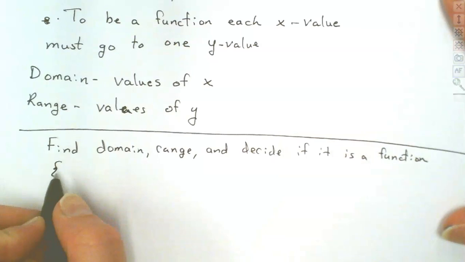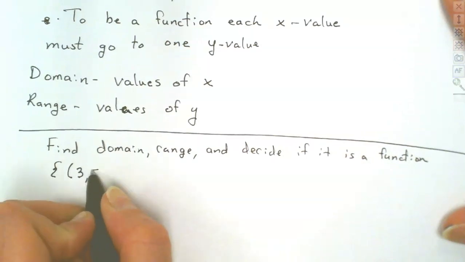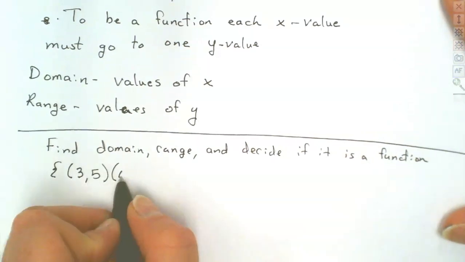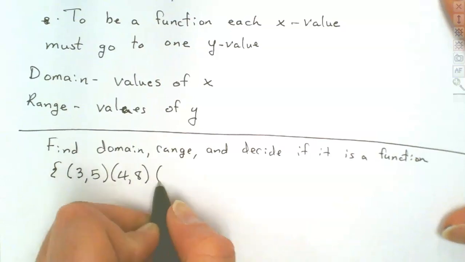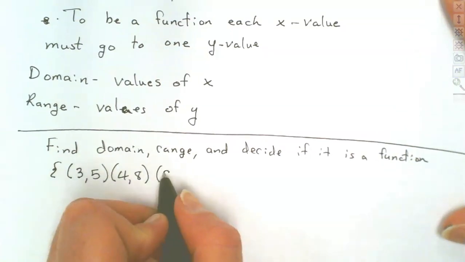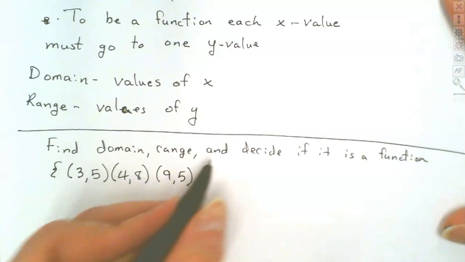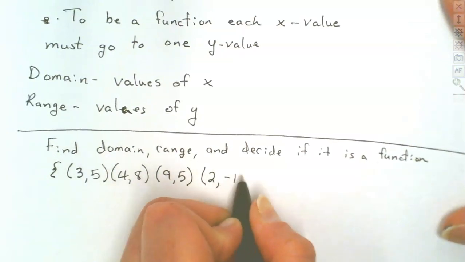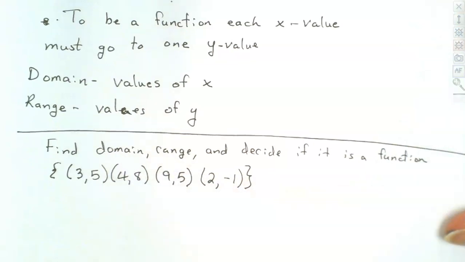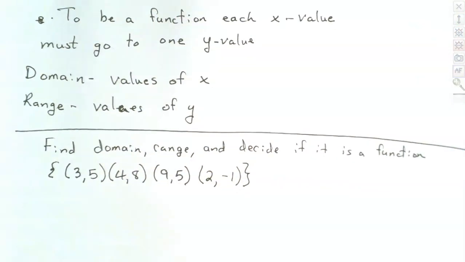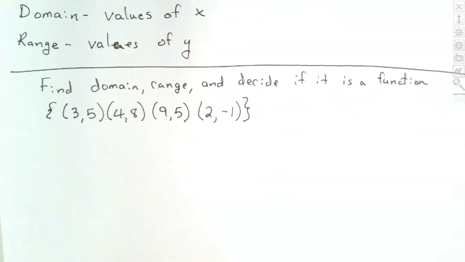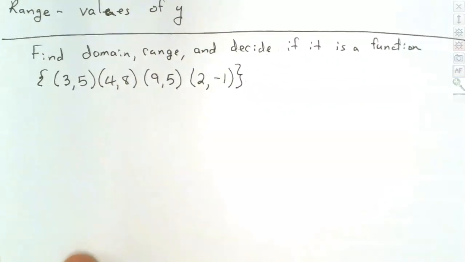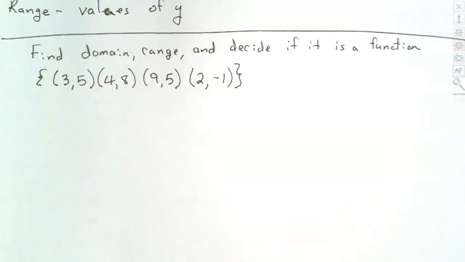So here's some ordered pairs. How about 3, 5, 4, 8, 9, 5, and 2, -1. So we've got these ordered pairs here. We need to see if this is a function or not.